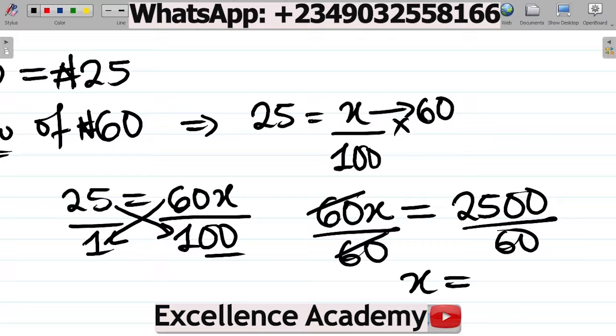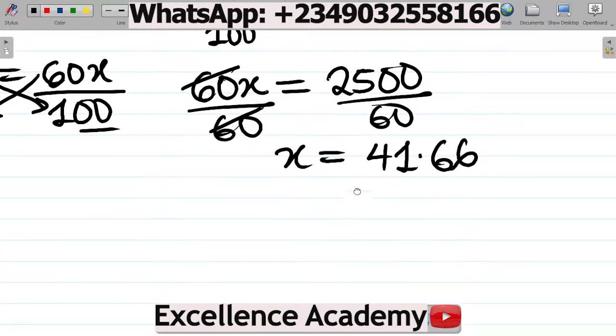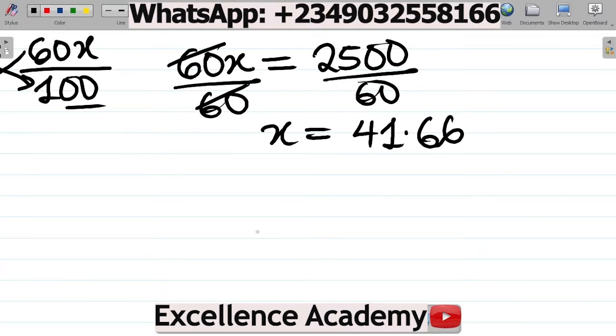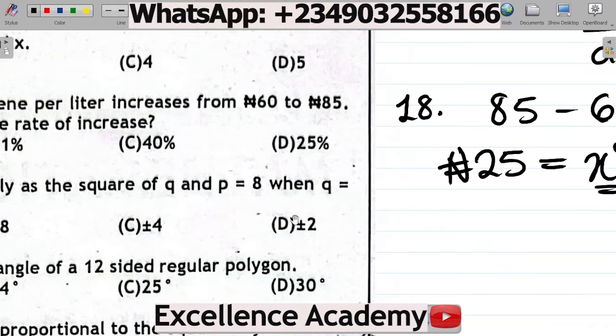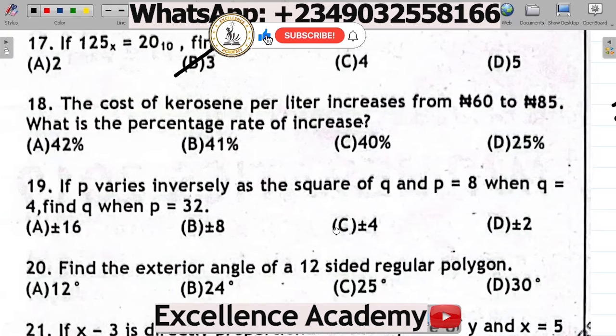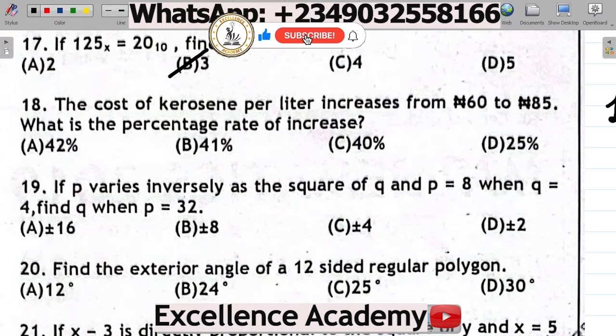2500 divided by 60. You have this as 41.66. They said to the nearest whole number. To the nearest whole number, this would be approximately 42. x was in percentage, so to the nearest whole number, you have 42 percent. All right, so that's the correct answer.